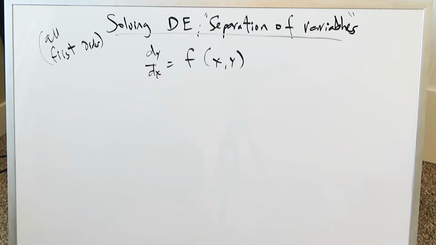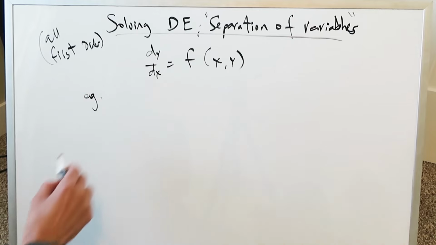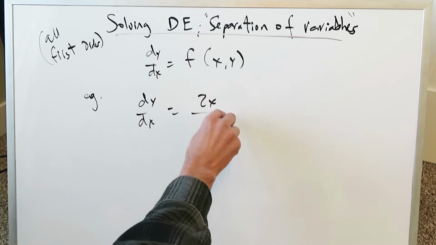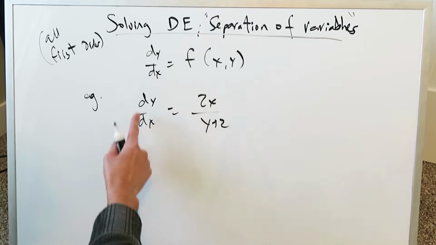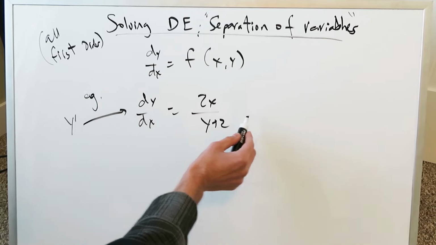A good way to give you the general idea of this style of procedure for solving a differential equation is by means of an example. Let our first example be this. We have dy over dx is equal to 2x over y plus 2. You see in this differential equation, this right here is also the same thing as y prime is equal to all of this.